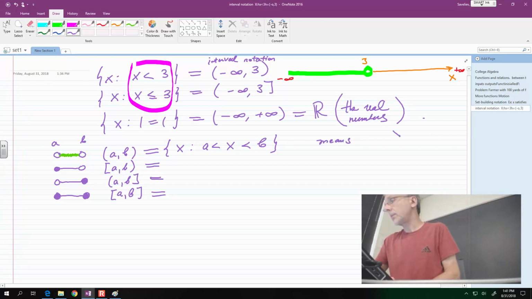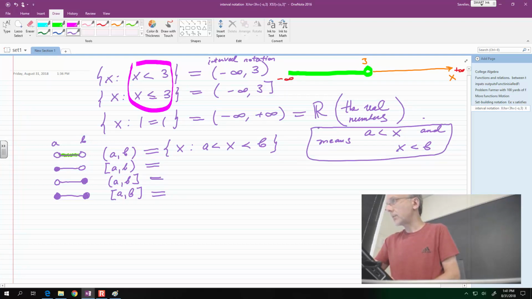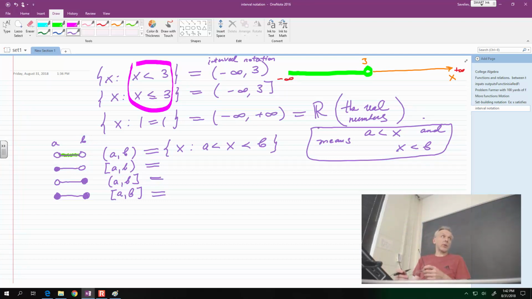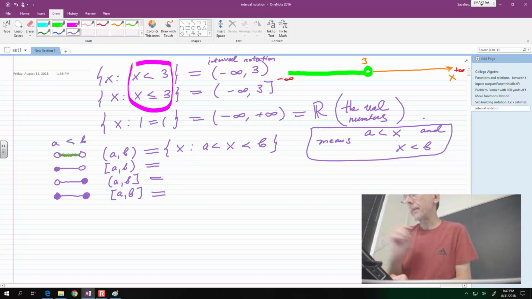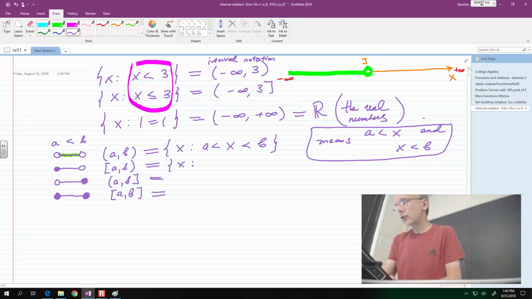Such an inequality means that X is larger than A, and X is less than B. Okay, so in other words, what I'm saying here is that my condition has 2 parts, and both of them have to be satisfied. So that's the important word "and." It has to be satisfied in order for X to be in this set. So if X is simultaneously larger than A and less than B, then we have this interval.